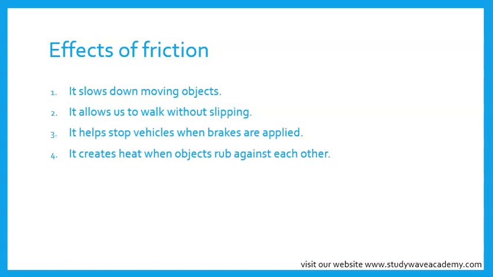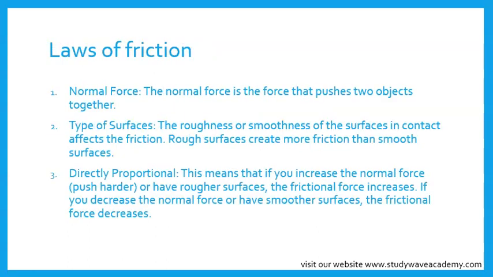So these are the effects of friction. It slows down moving objects. It allows us to walk without slipping. It helps stop vehicles when brakes are applied. It creates heat when objects rub against each other. Okay? Good. So next, we are going to be looking at laws of friction. The force of friction is directly proportional to the normal force and the type of surfaces in contact. The normal force is the force that pushes two objects together.